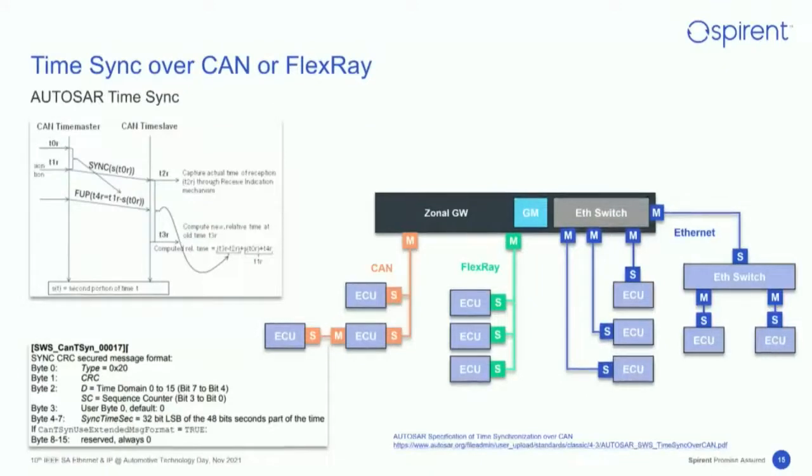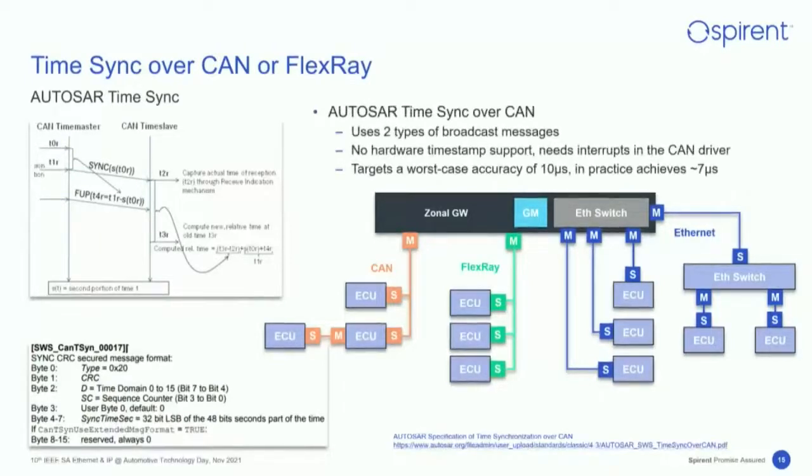Although we probably want to have Ethernet in the whole car, we still today have some parts that are not Ethernet, and especially some parts that are CAN. And how do we deal with it when we want to have all the devices, all the sensors or different devices, synchronized? Well, AUTOSAR defines time synchronization over CAN. It is a bit similar to what is defined for Ethernet, but it has some particularities.